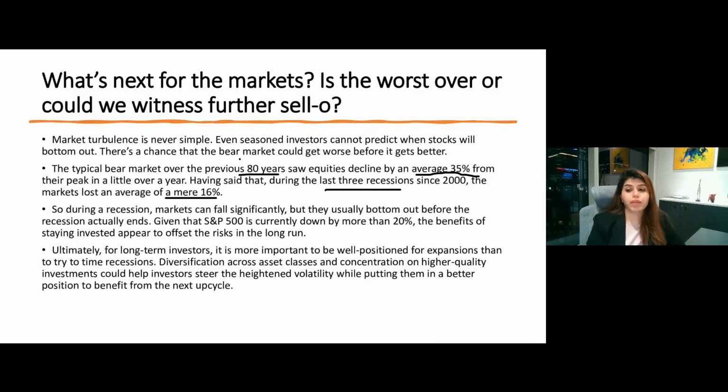So like I said, when it comes to markets, you cannot exactly predict where the bottom is. Ultimately, for long term investors, it will be important that you are well positioned for expansions rather than trying to time the recessions. Of course, it goes without saying that you need to be well diversified and focus on high quality stocks. We will be covering that in the presentation going forward.